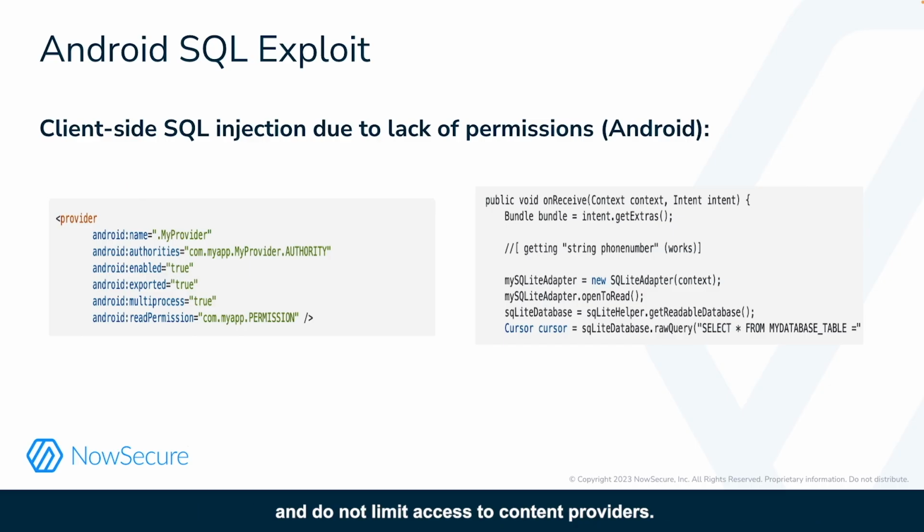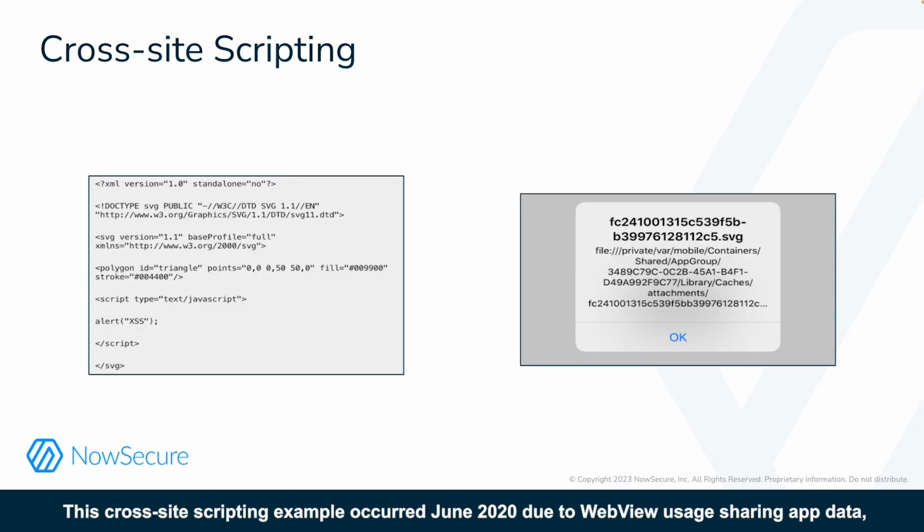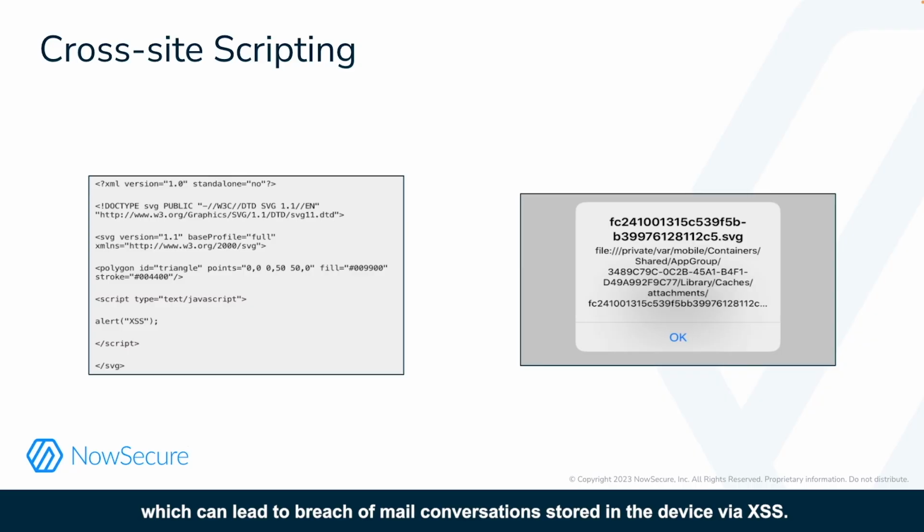This cross-site scripting example occurred in June 2020 due to WebView usage sharing app data, which can lead to breach of mail conversations stored in the device via XSS. The XSS bug allowed an attacker to steal user email conversations and contacts in mail.ru and MyMail iOS apps. Mail.ru had over 100 million accounts at the time of the bug report. The researcher used alert(location.href) in the SVG file and sent mail to himself, allowing him to obtain the mail folder location.